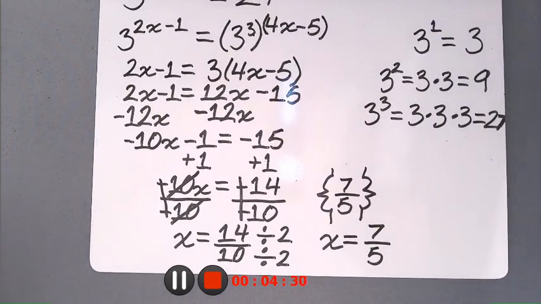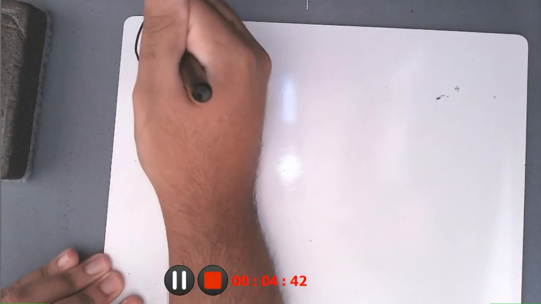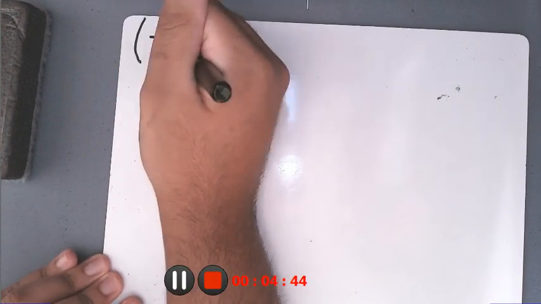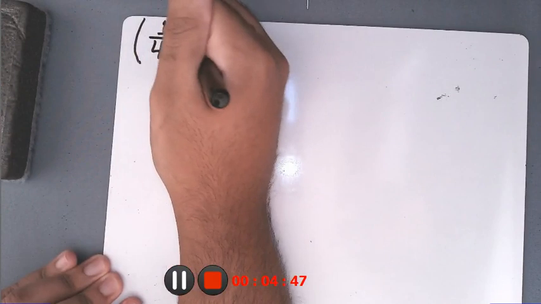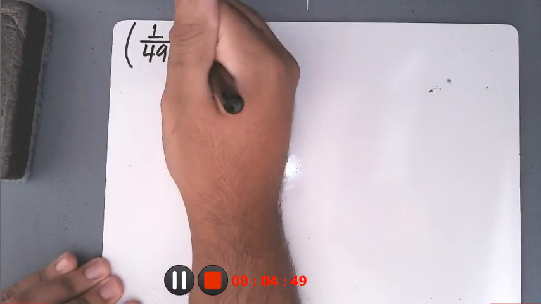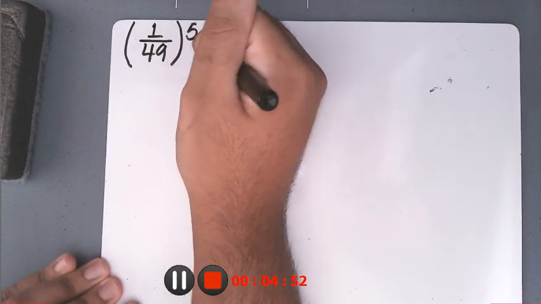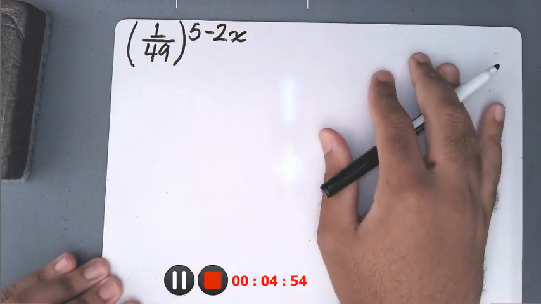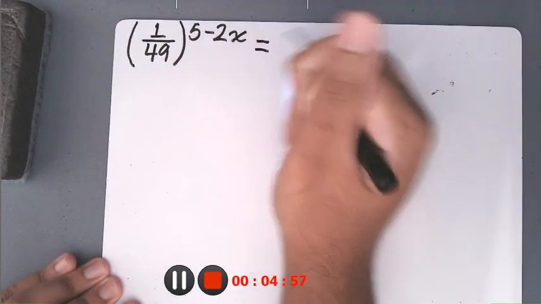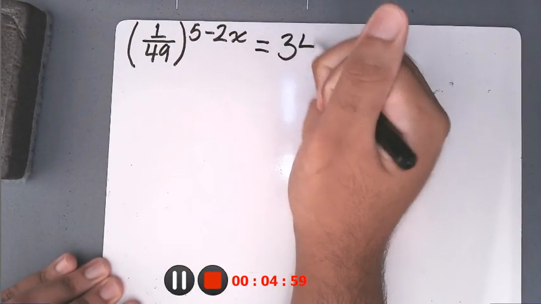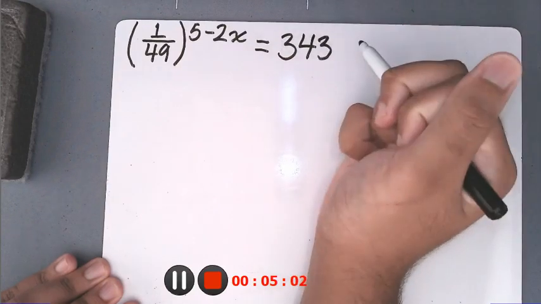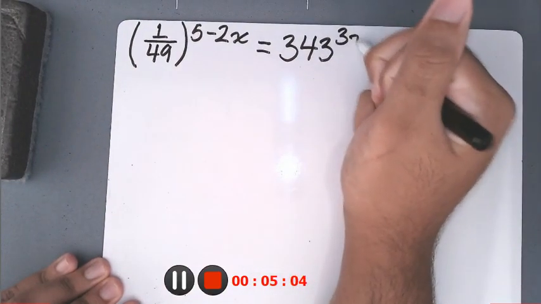I'll go ahead and fix that. Our next problem will be 1 over 49 to the 5th power minus 2x equals 343 to the 3x.